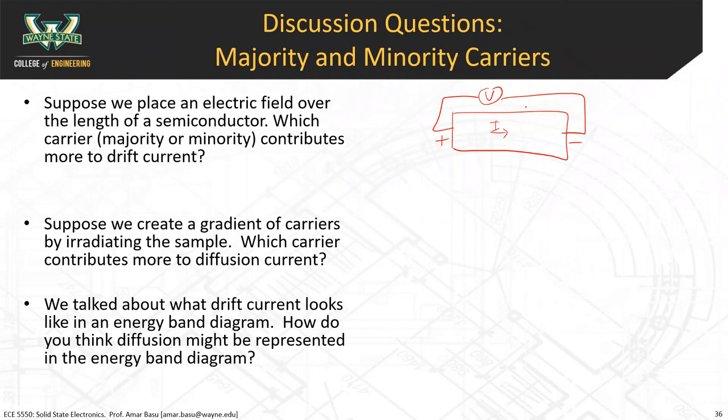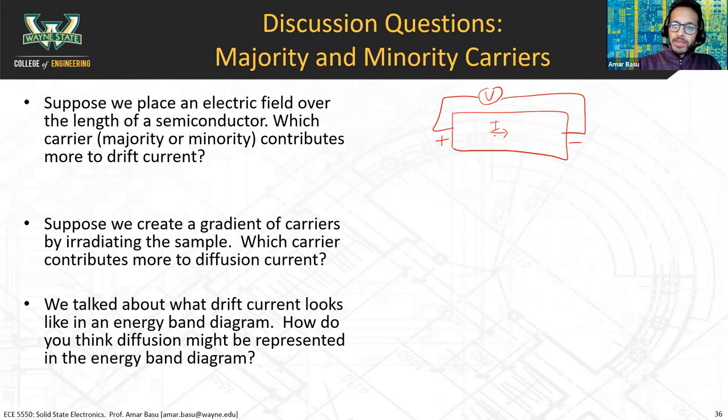I would think the majority carrier. The majority carrier, why is that? So if it's n-type, if we have more electrons than we have holes, then I just think that they'll contribute more to the current. I kind of understand it, it's just kind of hard to put it into words, but maybe. No, you're absolutely right. You're absolutely right.